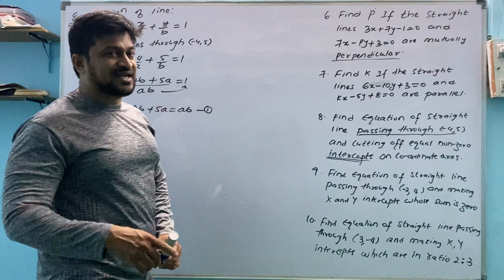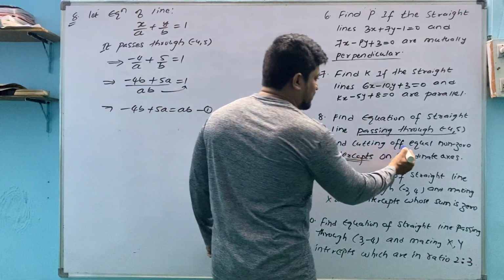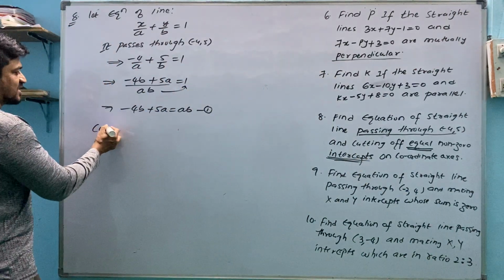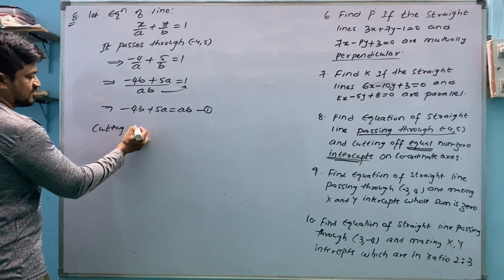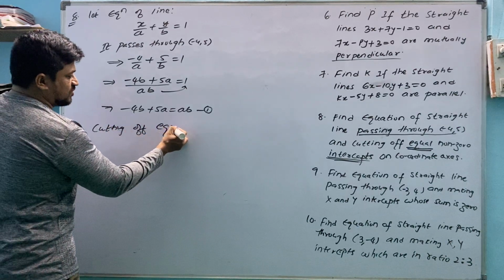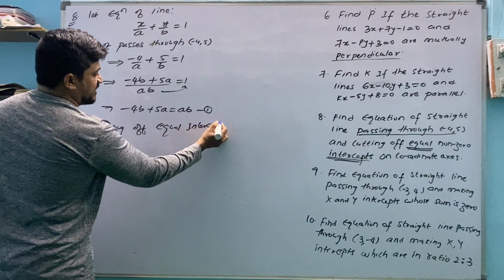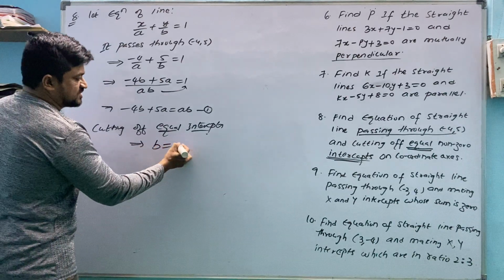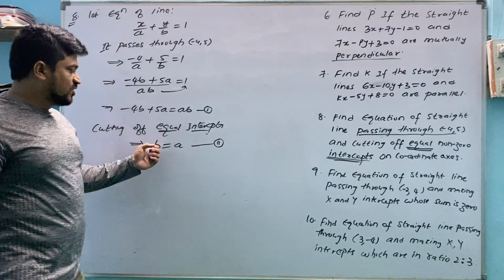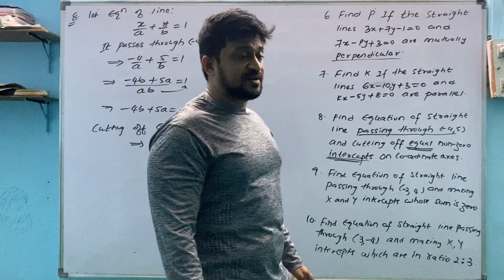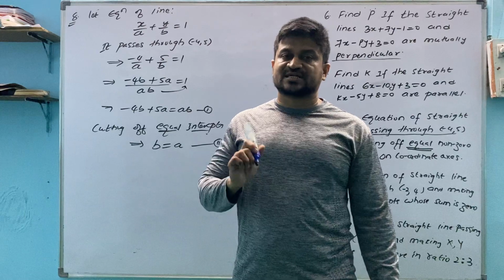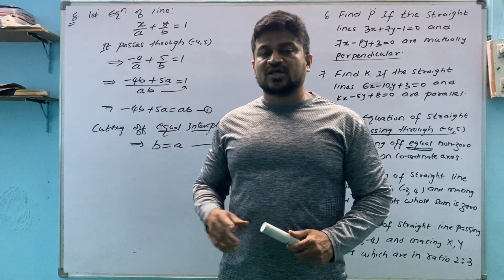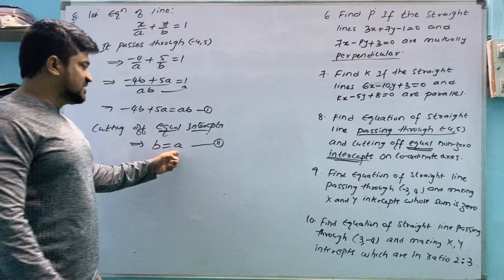Now we have to check what is the second equation they have given. Cutting off equal non-zero intercepts, means those answers are not zero. Whenever you find this equal word with intercepts, that means a is equals to b or b is equals to a you have to take. Why do I consider b? If we equate b, we will get the value of a. If you take a equal to b, you will get b value first. So anyhow, when cutting off equal intercepts is given, you should take b is equals to a.